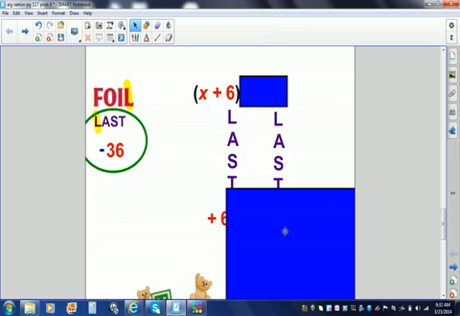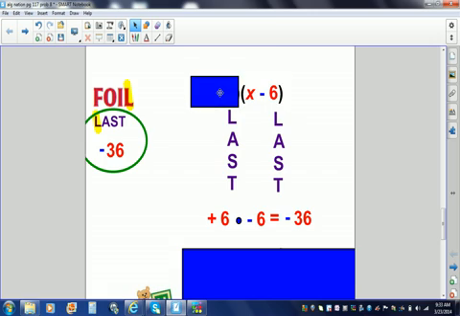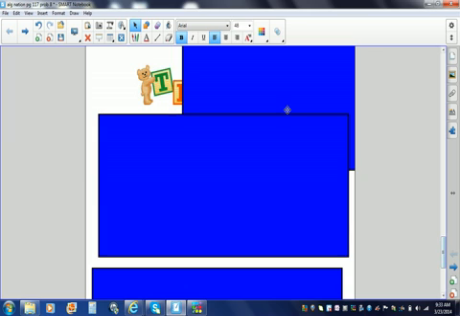Continue to FOIL. First, outside, inside, L stands for last. The last term here is 6. The last term here is negative 6. So I would do positive 6 times negative 6, resulting in a negative 36. So my last is going to be a negative 36.